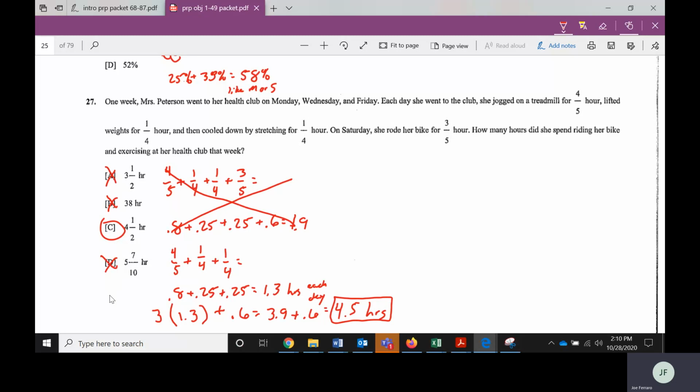Okay. So as you can see, it's not a super hard problem, but you have to read problems carefully. I read it wrong at first, made a mistake, noticed it, went back and figured it out. So again, we added up the 4/5, the 1/4, and the 1/4 because she does that at the club. And then we multiplied that number by 3 because she goes to the club 3 days a week. Then we added the one-time bike of 0.6 hours. That's how we got to 4.5.